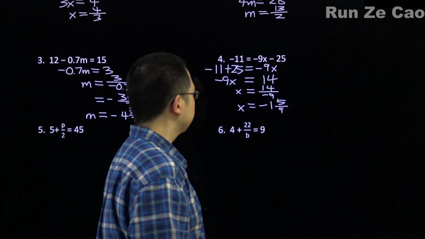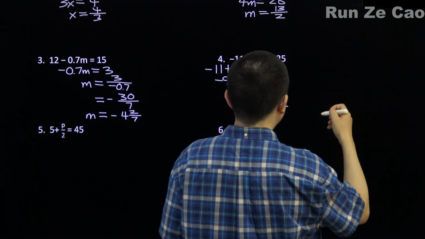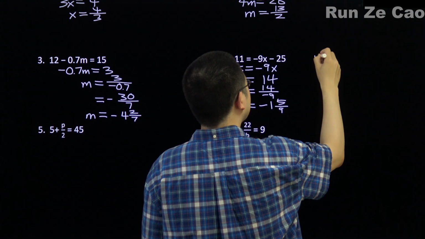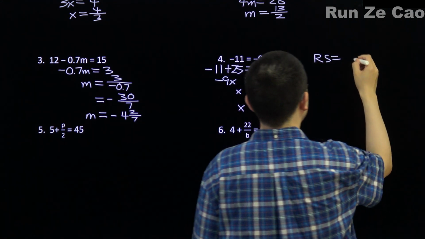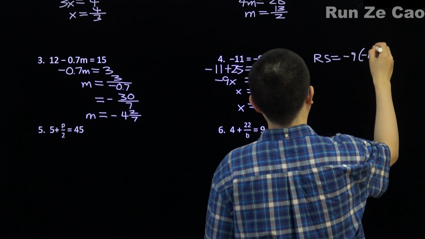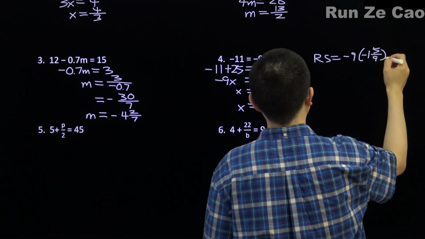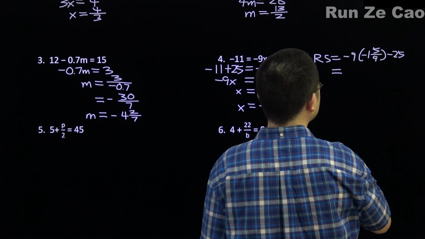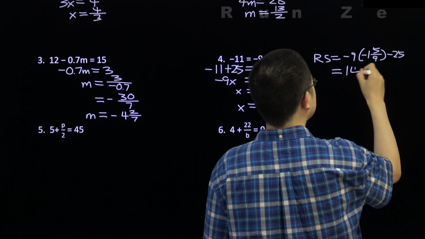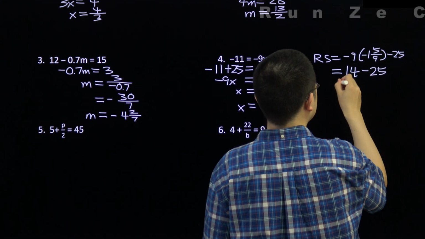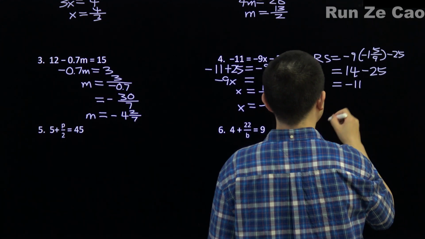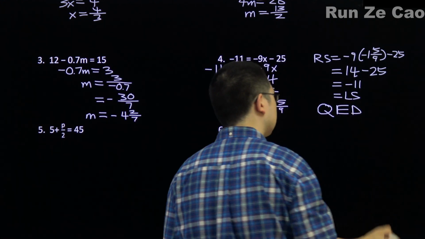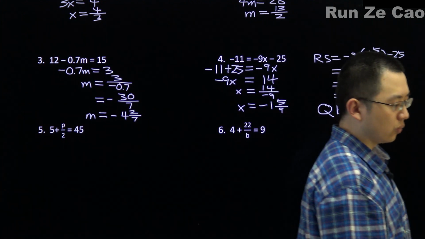So, our proof, our checking, I should go over this at least a few times, would be right side equals negative 9 times negative 1 and 5 over 9 minus 25. So that comes out to positive 14 minus 25 equals negative 11 equals left side. Therefore, quod erat demonstrandum, what's been asked has been shown.